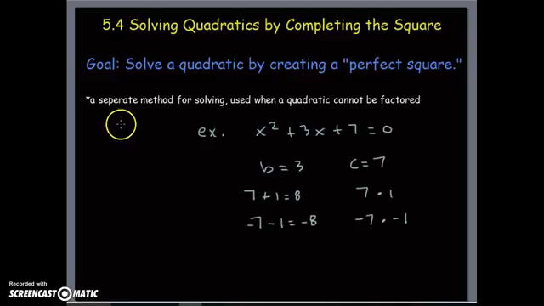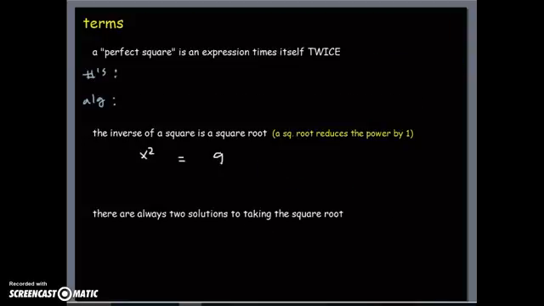It's important to note that this is a separate method for solving and could be used when a quadratic cannot be factored. And there's lots of quadratics that can't be factored. This is an example of one where the c term is 7 and the numbers that multiply to give us that 7 do not add up to the b term, which is 3. So let's go ahead and get into the key terms today.